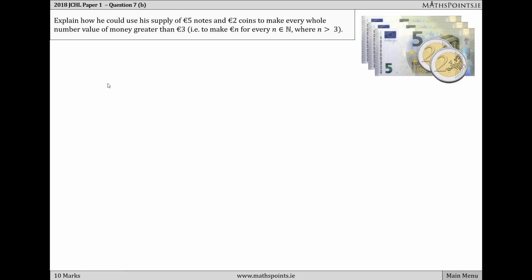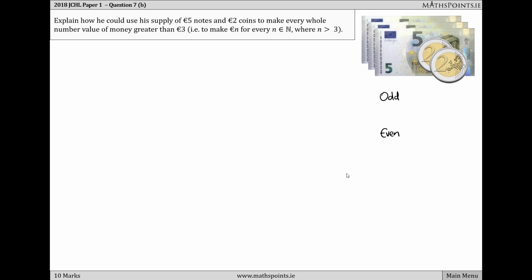So the B part of the question asks us to explain how he could use his supply of €5 notes and €2 coins to make every whole number value of money greater than €3. So what they're asking us to do is to come up with a system here rather than actually showing the answer for every possible value of n, where n is obviously a natural number. So our system is going to break down into creating the odd numbers and the even numbers. So if we create a system that has all the odd number value of money and all of the even number value of money, well that's obviously created a system for all natural numbers.